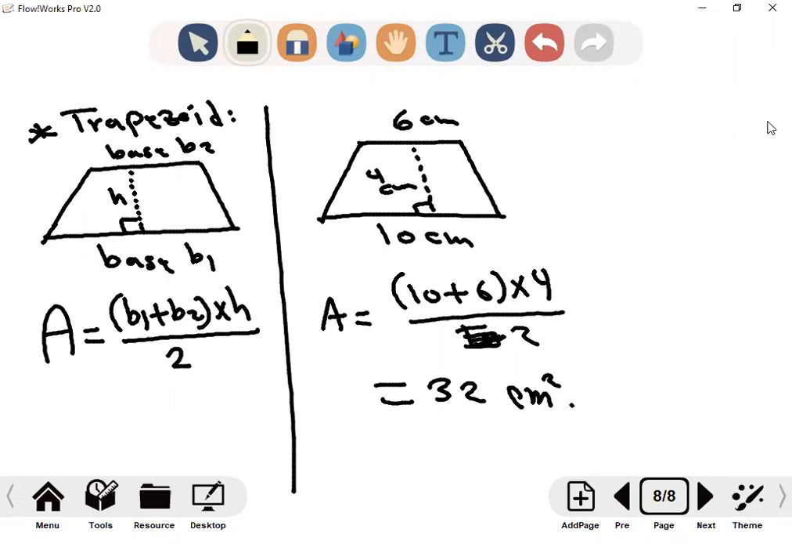Yes, Mr. Base 1 plus base 2 multiply height all over 2. Yes. Go. 64 divided by 2, 32.